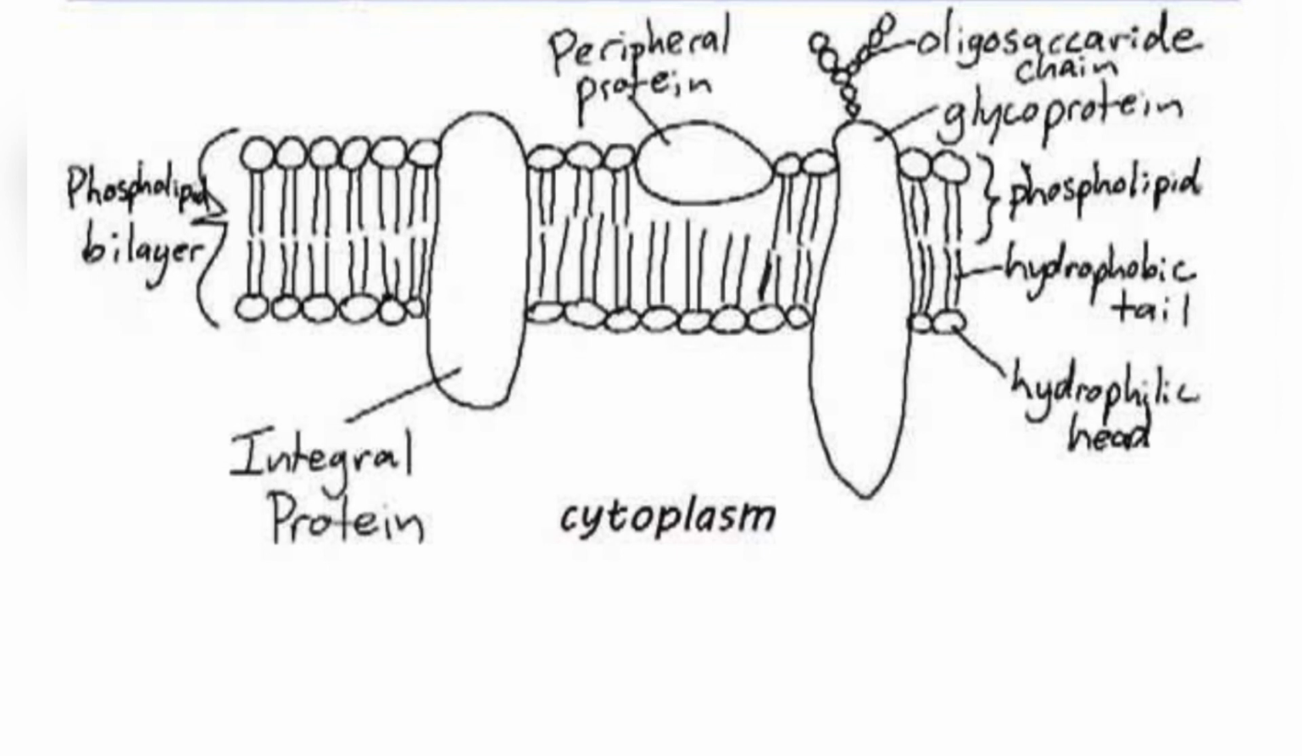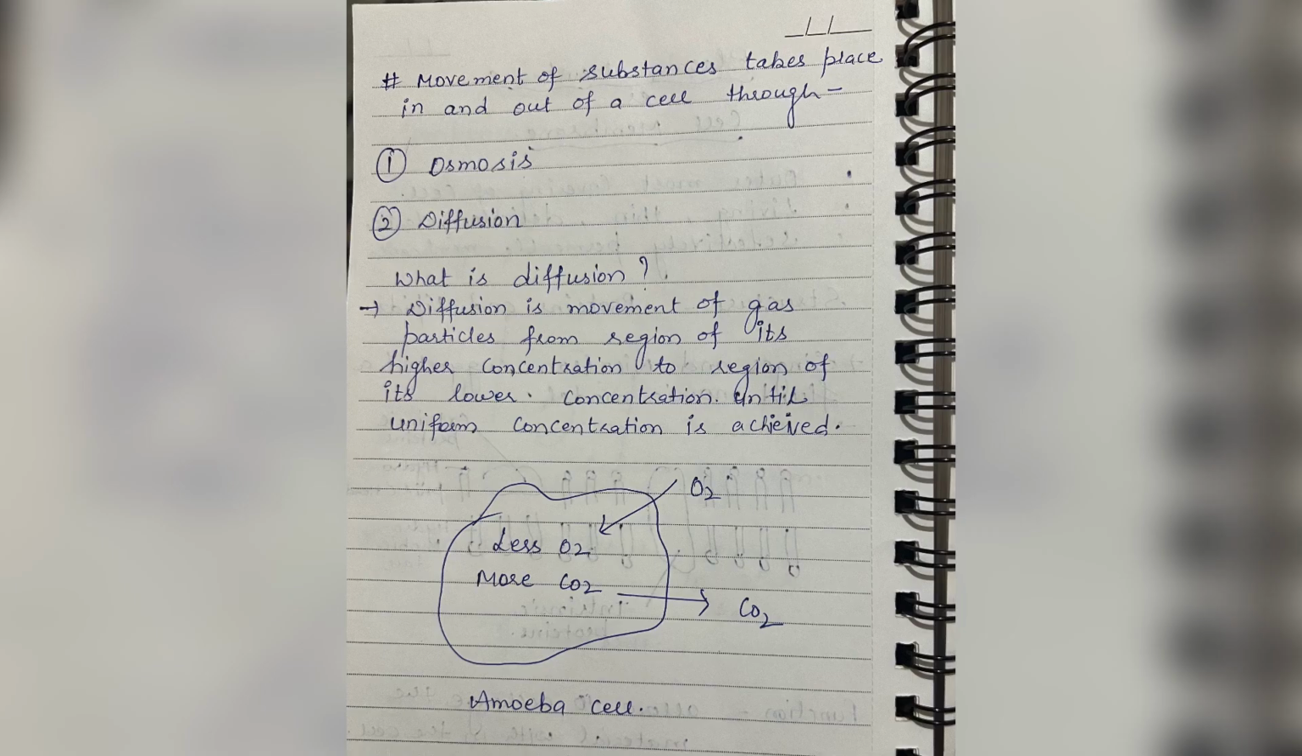Fine. Next, how do substances move inside the cell and out of the cell through the plasma membrane? Basically the plasma membrane works through some processes, like osmosis and diffusion, through which substances move in and out of the cell. Fine. So first let us discuss what diffusion is. What is diffusion actually?